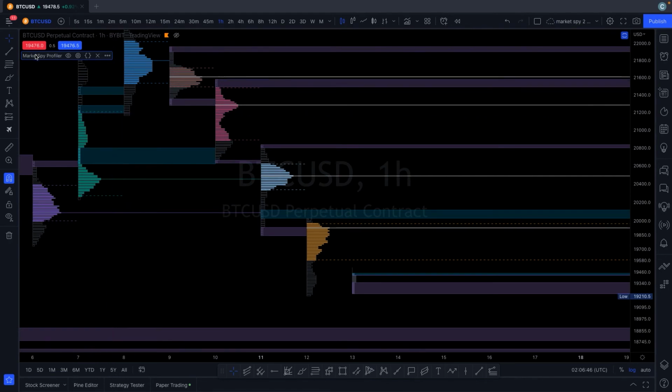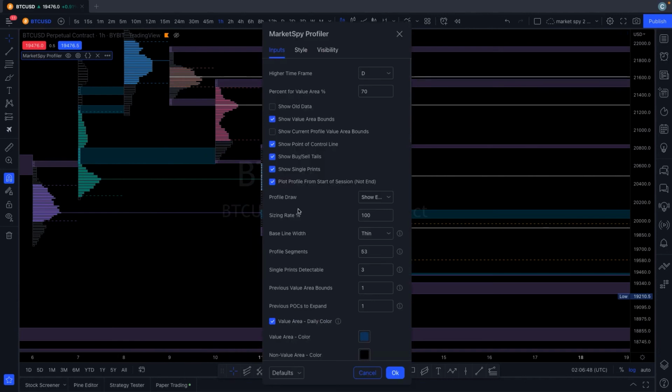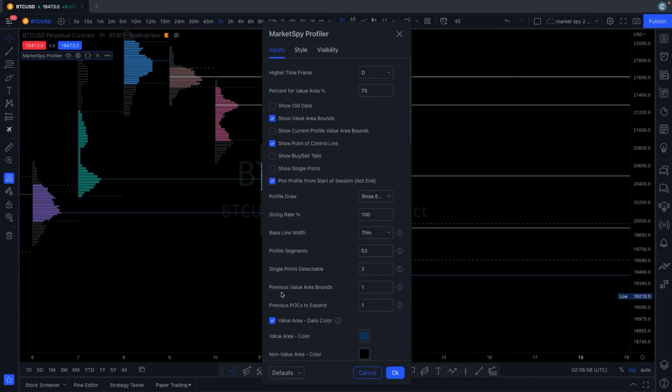And so one amazing feature is this right here. If you want to hunt levels, you can come in, turn off your buy and sell tails, turn off your single prints, and then you're going to come down here, your previous value area bounds, and you're going to turn that up to 14.